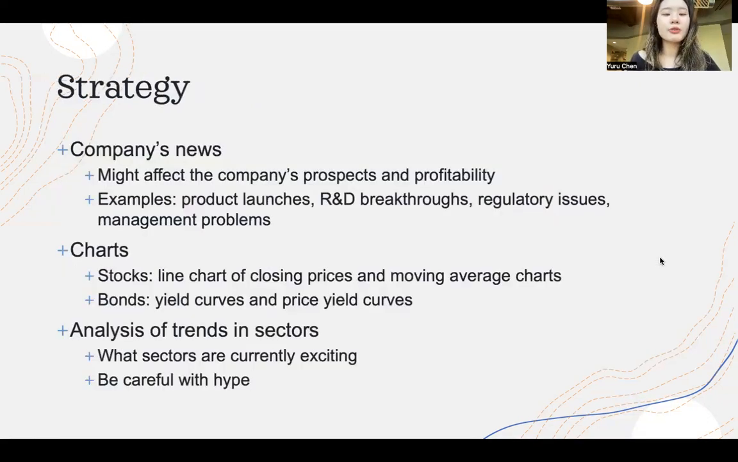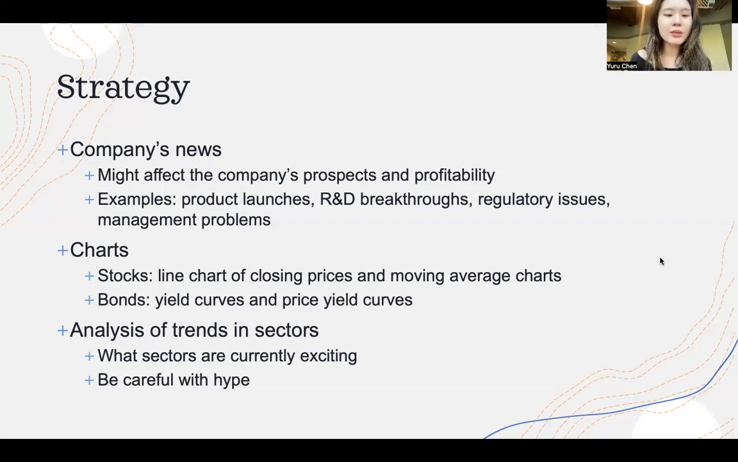So those are three major strategies I used. The first one I would consider is the company's news, because no matter whether it is positive news or negative news, it might affect the company's prospects and profitability. Some examples of positive news would be new product launches and R&D breakthroughs, and some bad news might be regulatory issues and management problems.